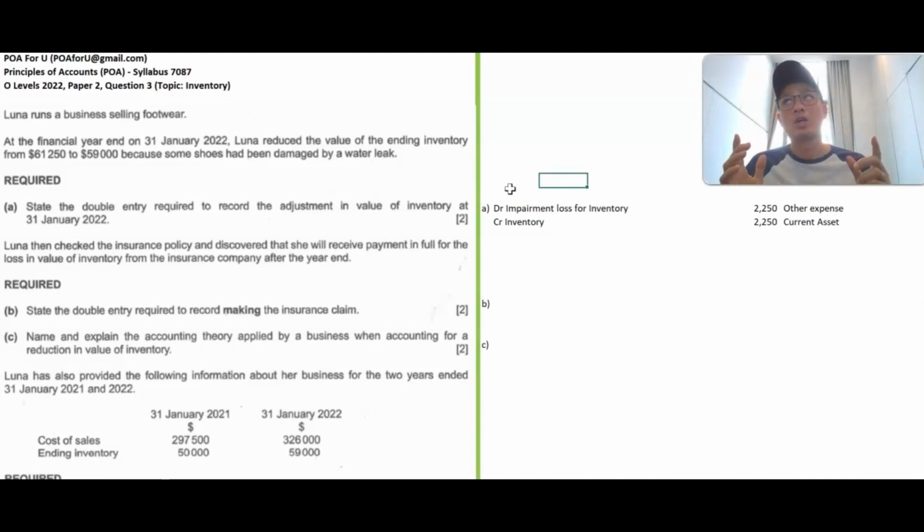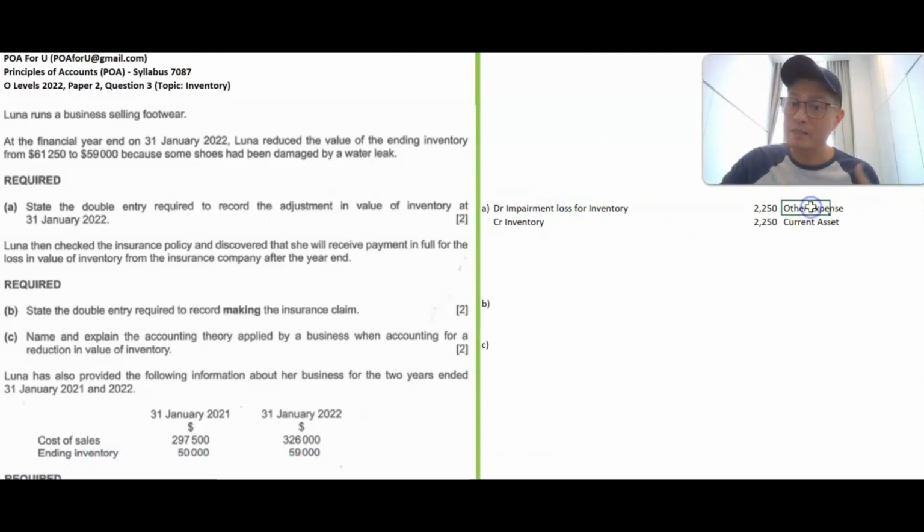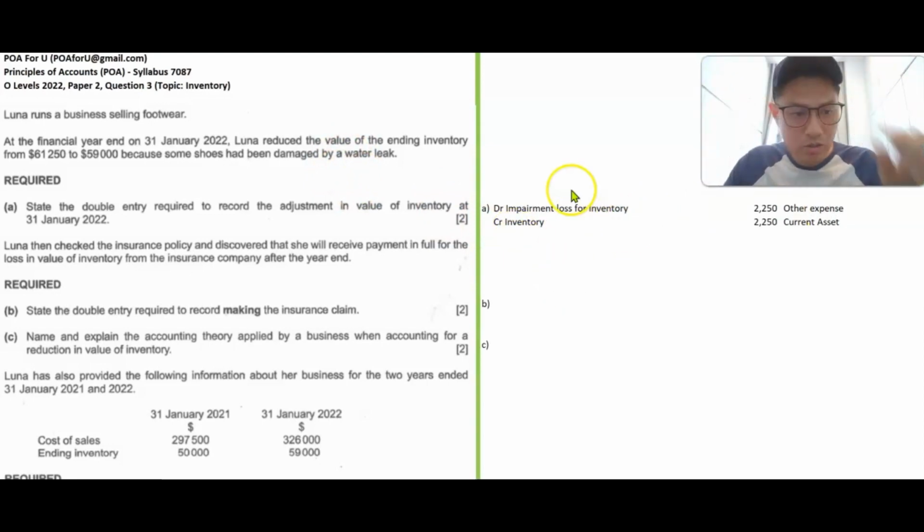So if you think about it, you've got inventory of 61,000, and then it's now valued at 59,000 because there are $2,000 worth of inventory that's just damaged, right? So this amount of inventory that you bought for the purpose of selling, you can't do anything about it. You're writing it off. So this would go into an expense because this becomes a cost of doing business for you. That's where impairment loss for inventory is an expense account. Expense accounts are debit in nature, so I'm recording a higher expense as a result of this water leak, and therefore I debit it. Okay, so part B.